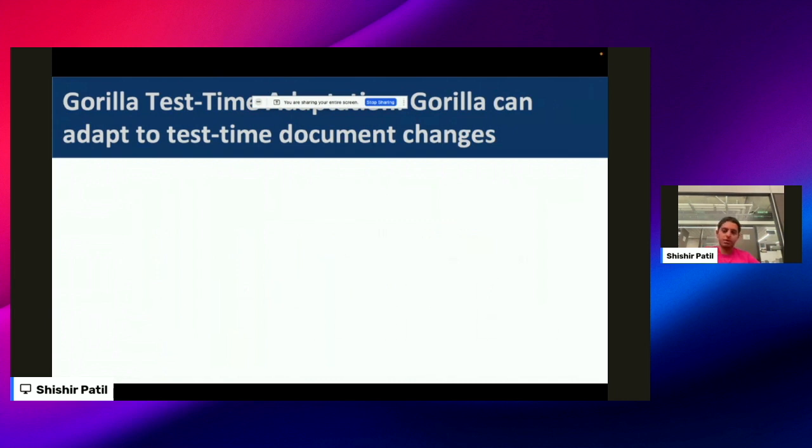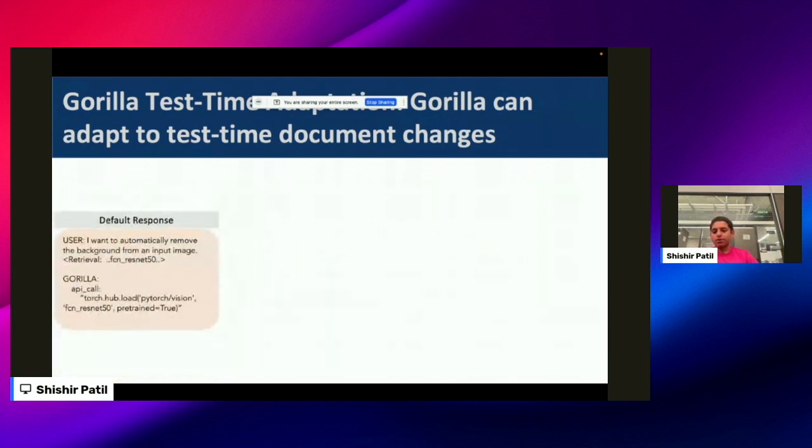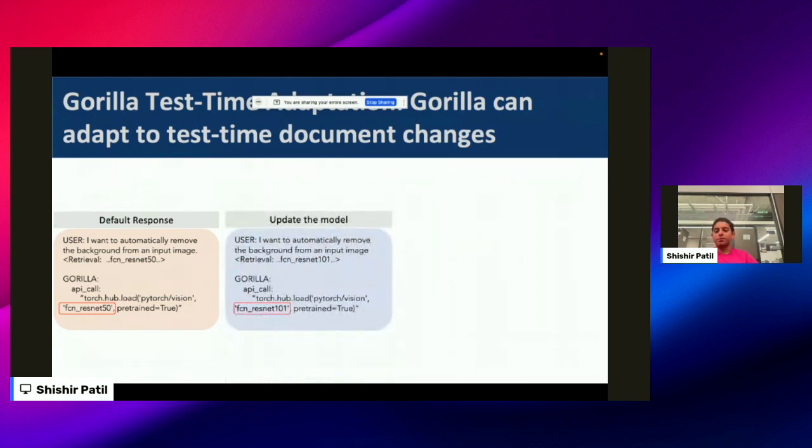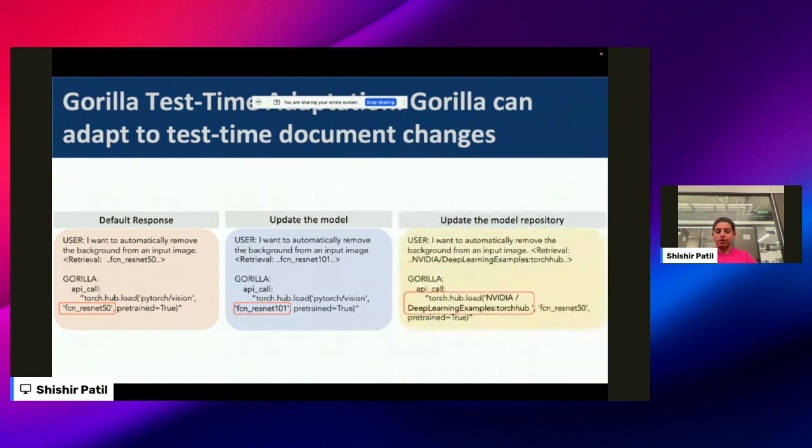We call this test time document changes: since we have a retriever, if I were to change the documentation of the API in the retriever, is the model able to capture that as well? So, suppose this is the base model that you have. You trained your model to use FCN, a fully connected network with a ResNet 50 backbone. And at test time, say they updated the model from FCN ResNet 50 to FCN ResNet 101. So you're basically changing the backbone. You're making the model slightly more powerful. Think of this as V1 and V2.